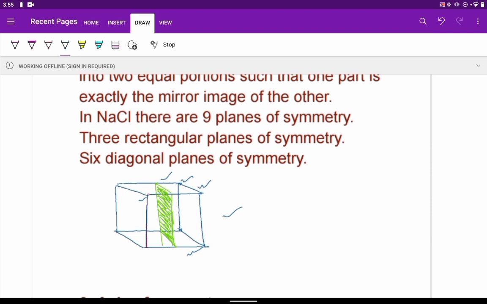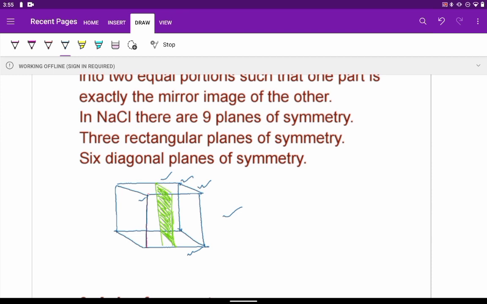So for a pair of faces we get 2 diagonal planes of symmetry. There are 3 such pairs. So 3 times 2 is 6 diagonal planes of symmetry present.